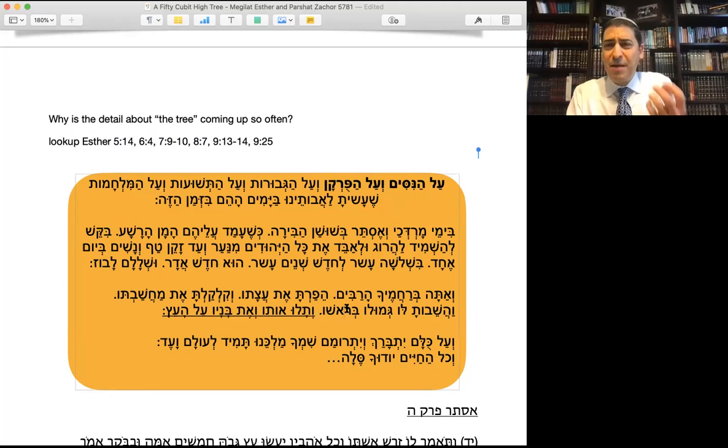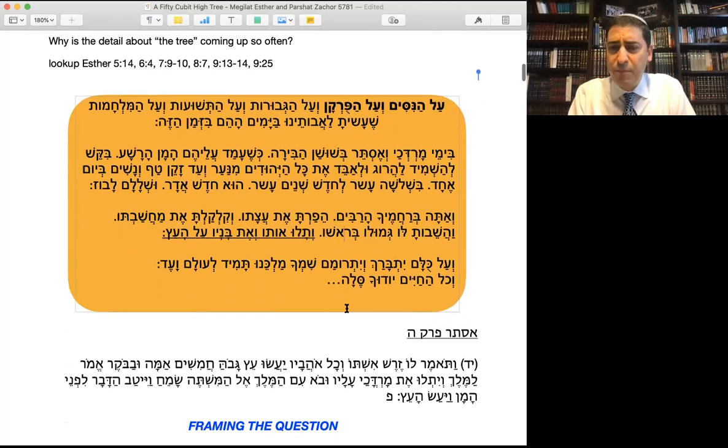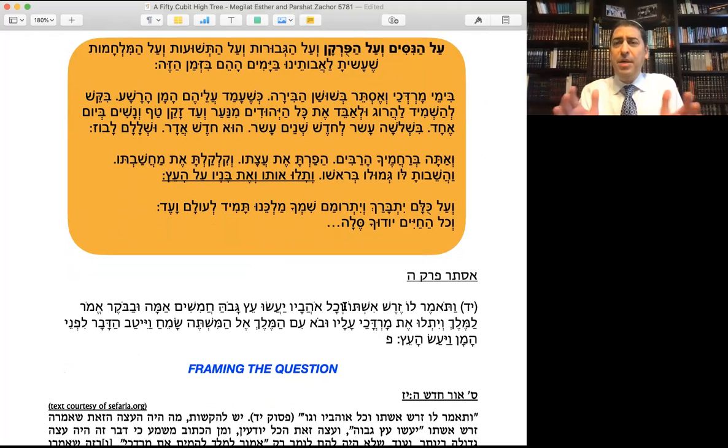But there is something, obviously, about the fact that the tree keeps coming up. And the first time it comes up, we'll focus on that one, is Zeresh talking to Haman. What happens? Haman is jubilant. He's been invited to a party, a drinking party, no less, just him and the king and Esther. And what happens after that? He sees Mordechai and his world collapses. His inner world collapses, and he's upset and aggrieved, and he goes home.